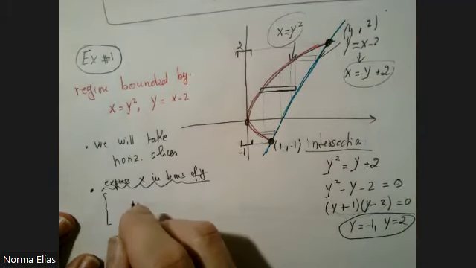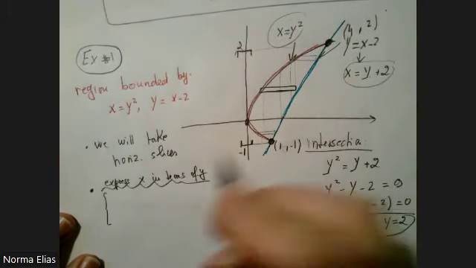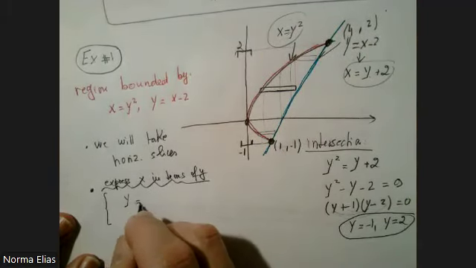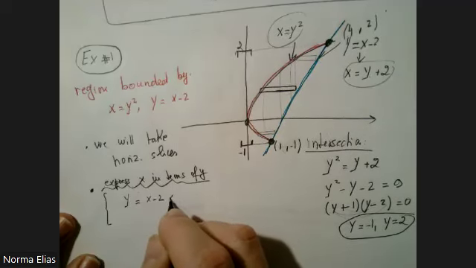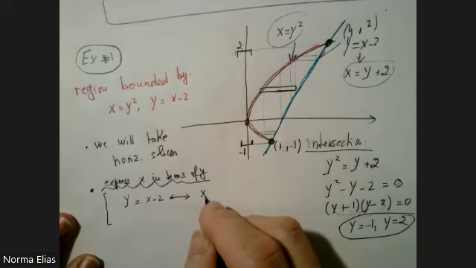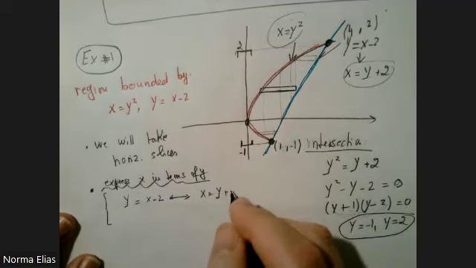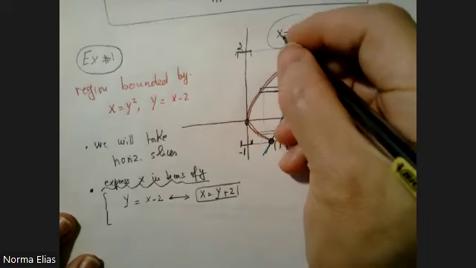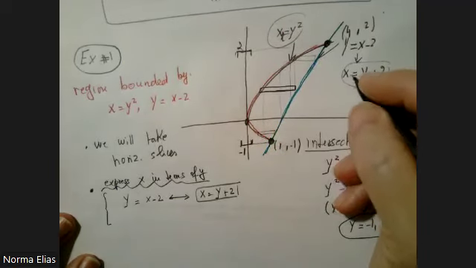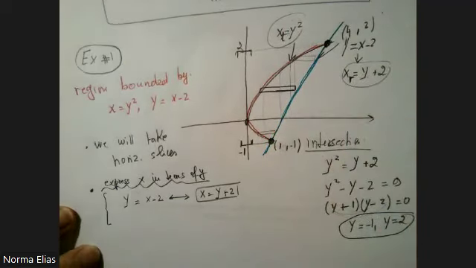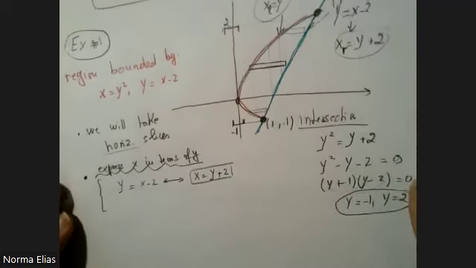The first curve, I have x in terms of y. It's the second curve. Y equal x minus 2. It means x is y plus 2. So now this is my left curve, and this is my right curve. So I always have to express x in terms of y because I'm taking horizontal slices.